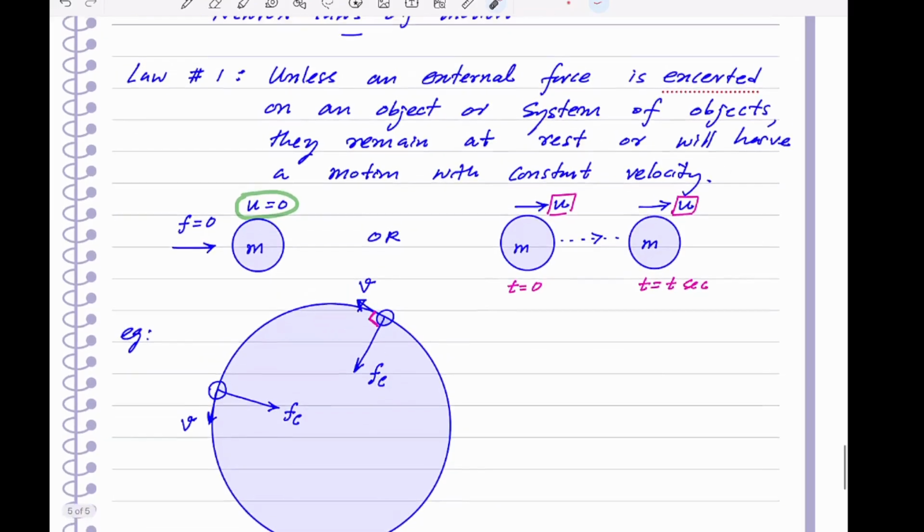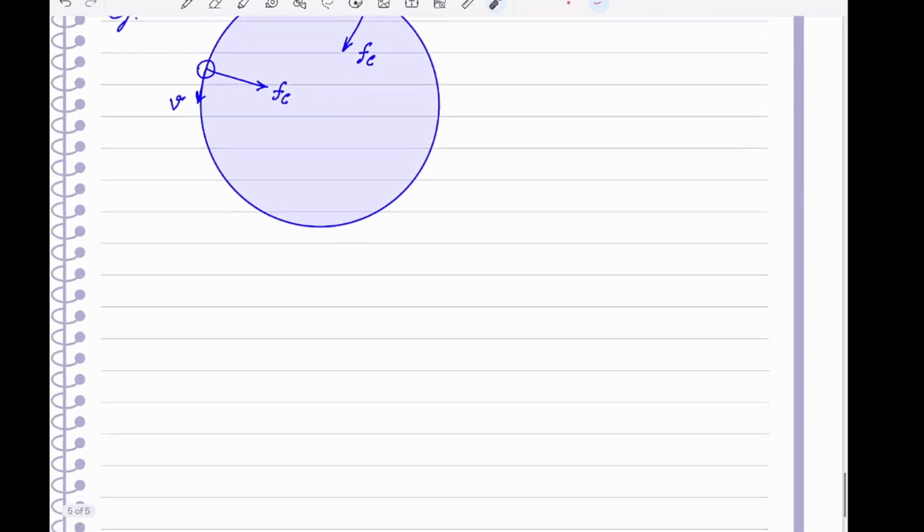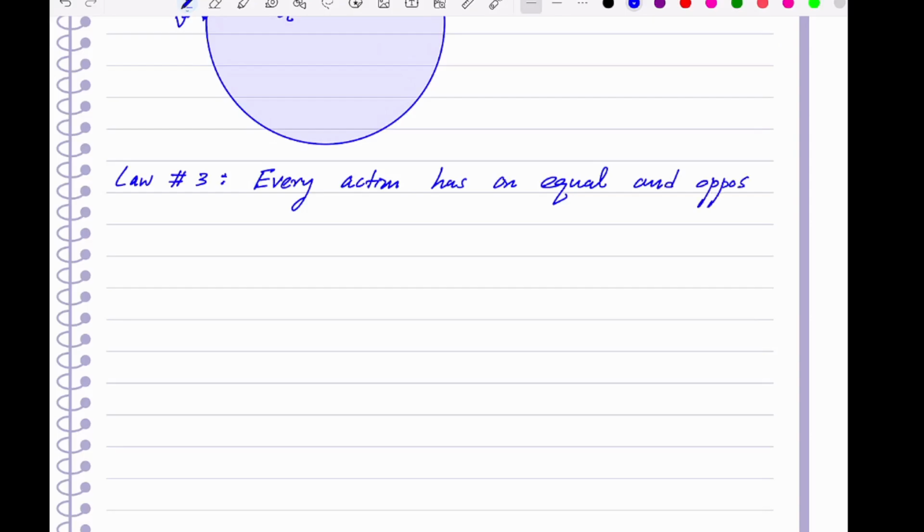Okay, so now this is about law number 1. Let's talk about law number 3. Law number 3. This is very famous. It says every action has an equal and opposite reaction.